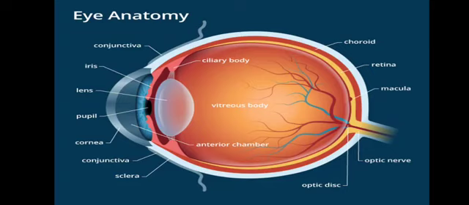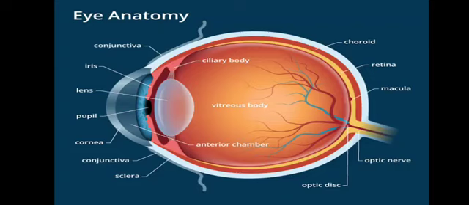The outer layer includes the cornea and sclera. Sclera is a white, tough, fibrous outer layer of the eyeball. It covers the posterior portion of the eyeball. At the same time, the cornea covers the anterior portion of the eyeball. It is a transparent, convex portion.